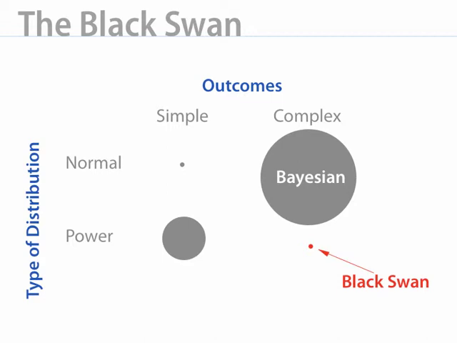In the lower left, we have phenomena driven by power law dynamics. These are best left to people with experience in modeling. And the black swan domain? Well, we hardly ever see that. It's not really in our field of view.